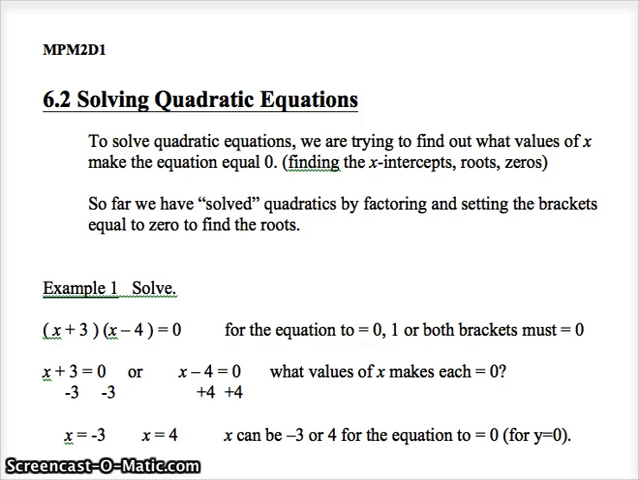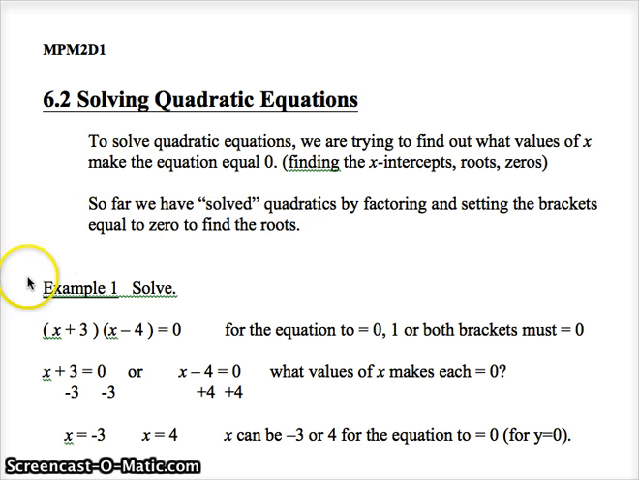Okay, so 6.2 is another procedure for solving quadratic equations, and that's what we're going to focus on for this unit: solving for the x value that will give you a specific y. Last unit we solved quadratic equations when we wanted to find the values of x that make the equation equal 0. That meant we were finding the x-intercepts, which remember are our roots and are also our zeros. So far we solved quadratics by factoring and setting the brackets equal to 0 to find the roots. We're going to continue that today, but it may not equal 0.